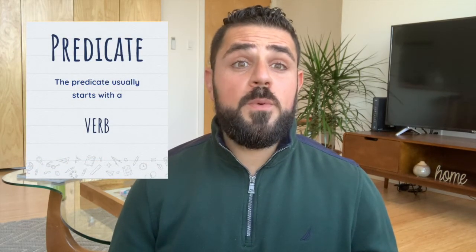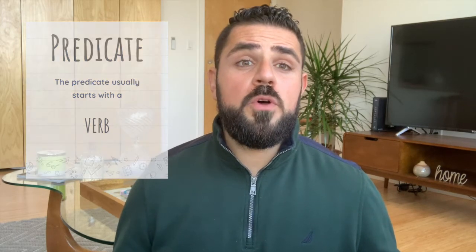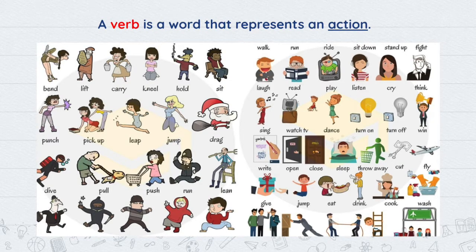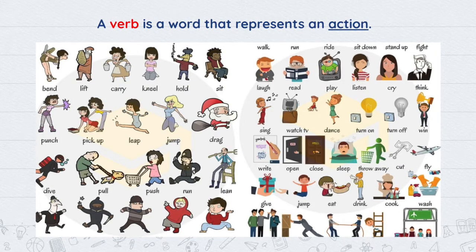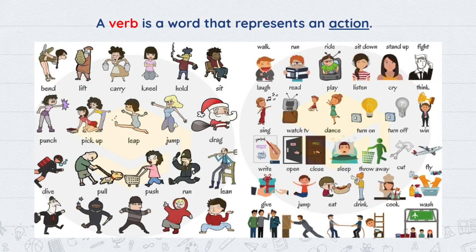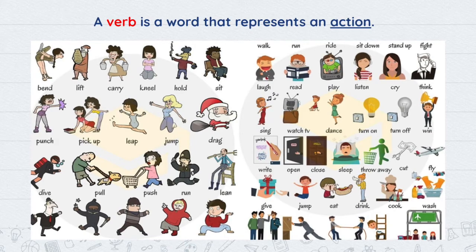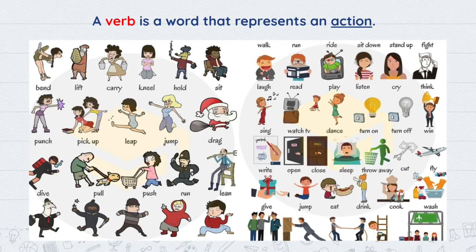So now let's talk a little bit about the predicate. Which part of speech should I be looking for when I'm looking for the predicate? The predicate usually starts with the verb. And we all know that verbs are action words. A verb is a word that represents an action. So here are just a few examples of some action words you know. I'm pretty sure you know way more than the words that you can see on your screen, but that gives you an idea of what a verb is.